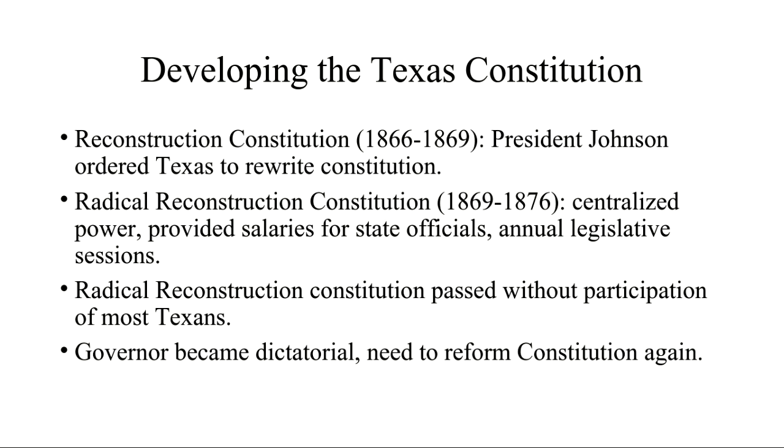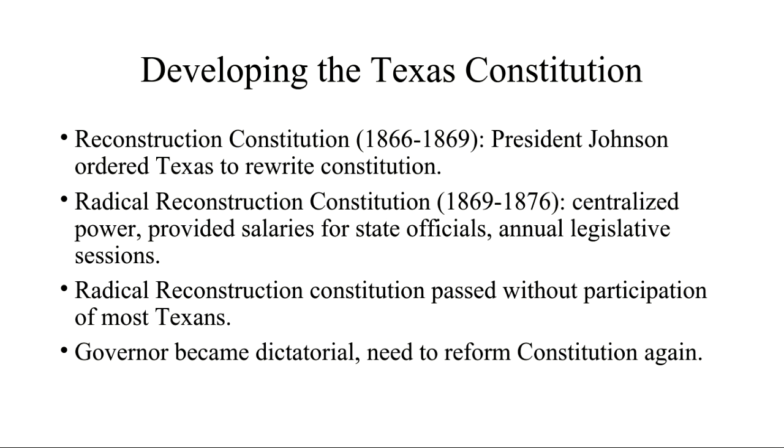So Texas only made the changes that were considered necessary to rejoin the U.S. He said, fine, we'll put that into the Constitution, let us back in. And while that was good enough to get us back into the United States, Congress said, that's not good enough. You're going to have to fix it. So we had to rewrite the Constitution again. And this was known as the Radical Reconstruction Constitution.